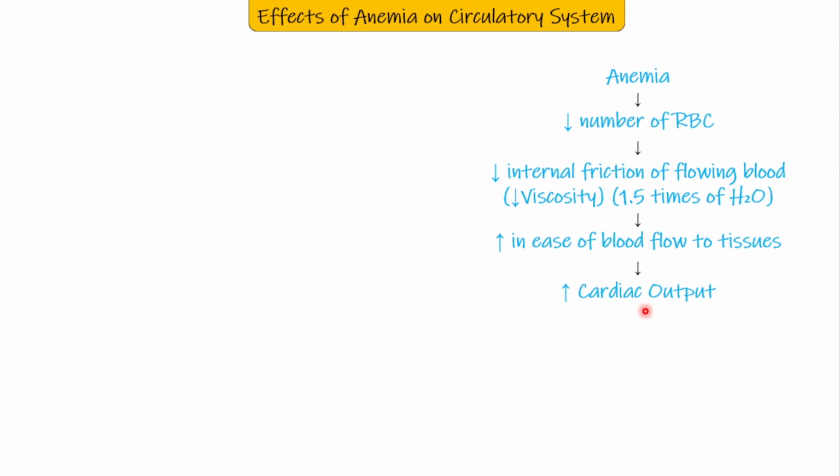Whenever there is increased ease of flow of blood, it means increased blood flow to the tissues. For that increased blood flow to the tissues, we need increased cardiac output. That's why anemia is always linked to increased cardiac output.